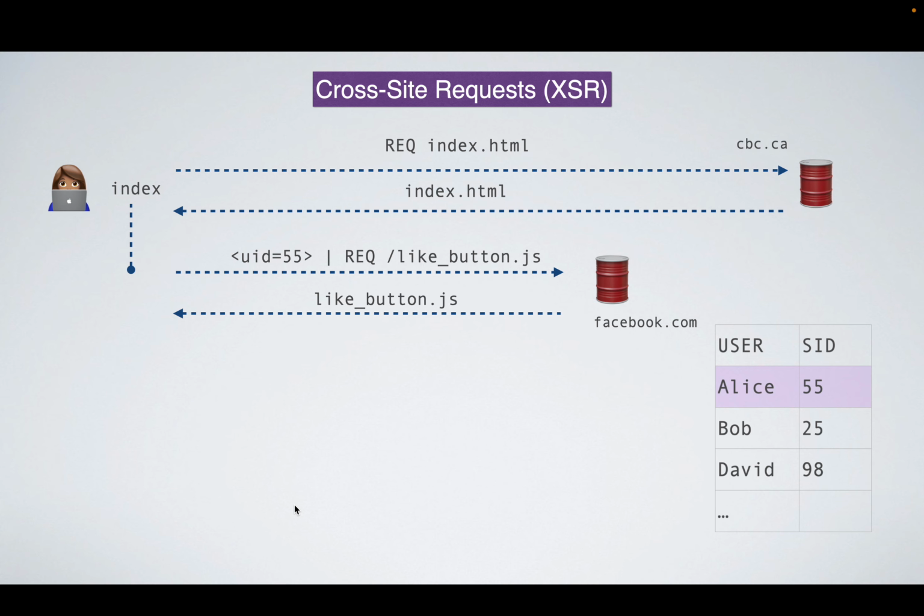Okay, so this is called a cross-site request because I'm requesting something from Facebook while visiting cbc.ca, okay? These aren't the same website, so it's cross-site, and we have two requests, and so that's why the term XSR comes in, cross-site requests. Cross-site requests are not bad. You might have heard of cross-site request forgery. Maybe you haven't heard of it.